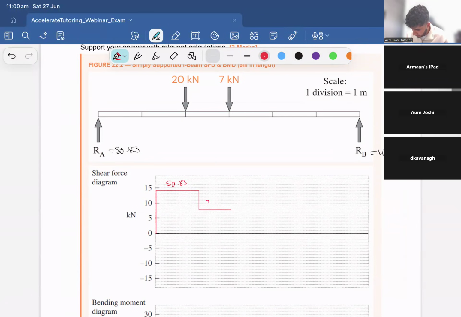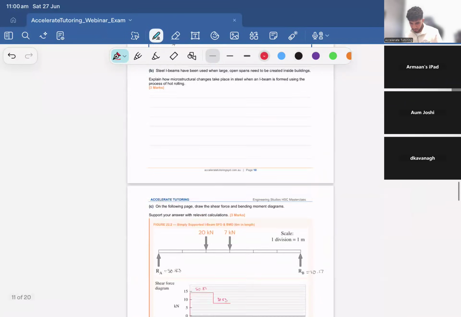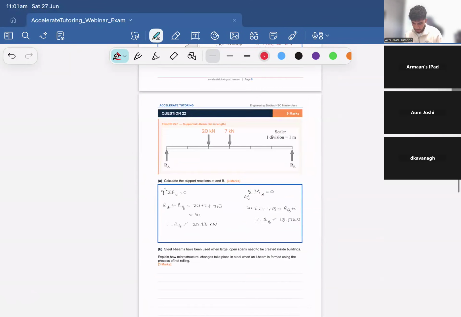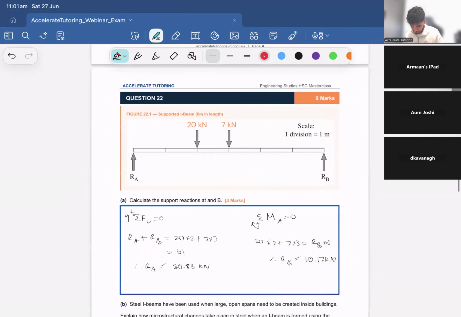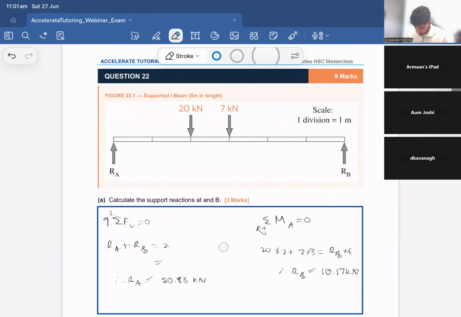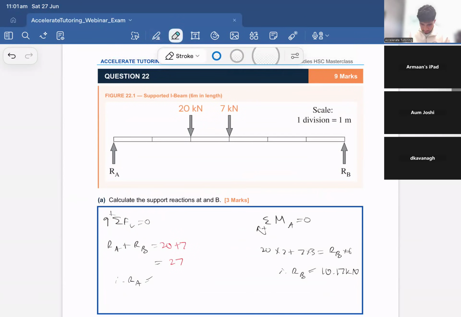This is 30.83. Hold on. Have we done that correct? Okay, why is this significantly high? Let's double check this really quick. Yeah, I understand why that is done wrong. That's just 20 plus 7, 27. 27 minus 10.17.